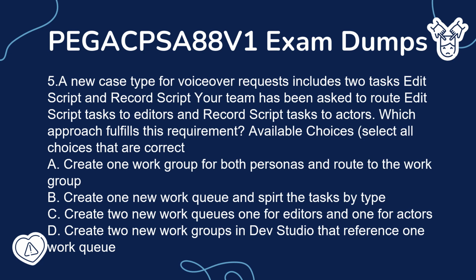A. Create one workgroup for both personas and route to the workgroup. B. Create one new work queue and sort the tasks by type. C. Create two new work queues, one for editors and one for actors. D. Create two new workgroups in Dev Studio that reference one work queue.